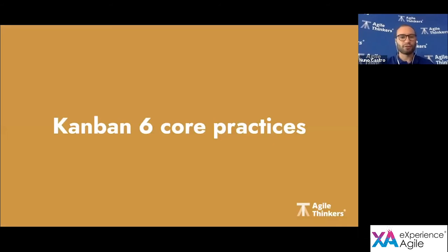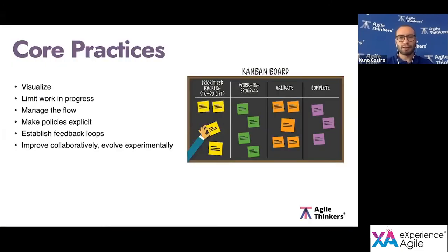And now going into the juice for this workshop, Kanban core practices. So basically in Kanban, we have six core practices. They are: visualize, limit work in progress, manage the flow, make policies explicit, establish feedback loops, improve collaboratively and evolve experimentally.